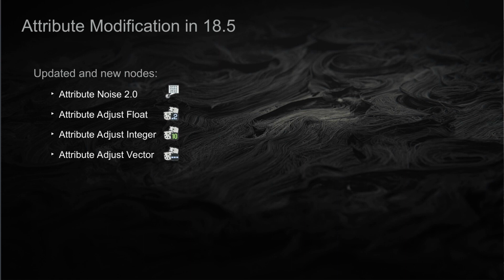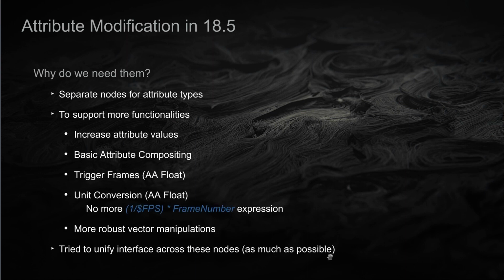So, attribute modification for 18.5. We have updated the attribute noise node, and we have created a new family of nodes, the attribute adjust nodes. So we have now adjust float, adjust integer, and adjust vector nodes. So why do we need them? What we wanted is to give more functionality for each attribute type. You might need different controls to modify a vector attribute than to modify, let's say, an integer attribute.